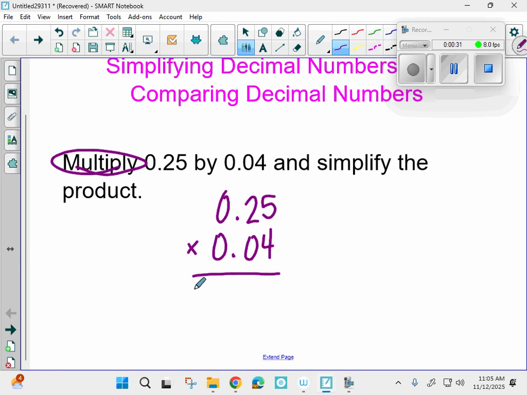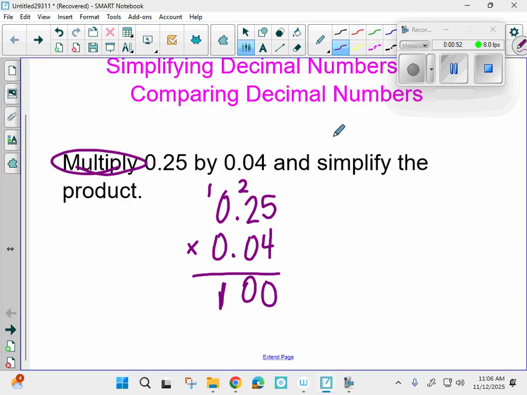So I'm going to do 5 times 4 is 20. I'm going to carry the 2. Then I'm going to do 4 times 2 is 8, and I'm going to add 2 to that, which is 10. I guess you could carry the 1, but 4 times 0 is 0, and then you add 1, so you end up putting it right here.